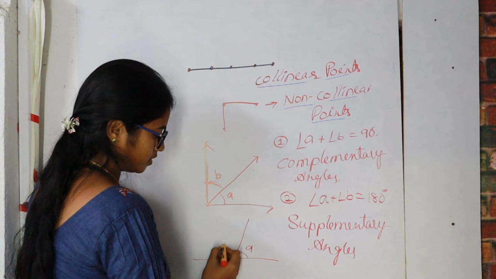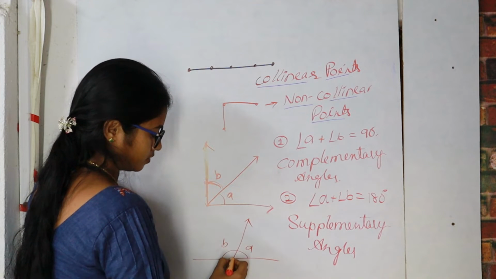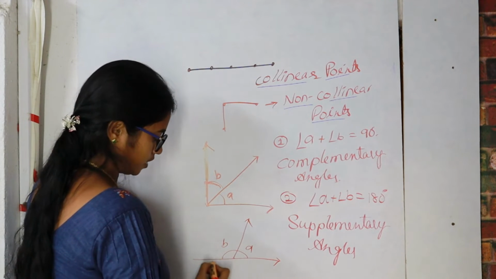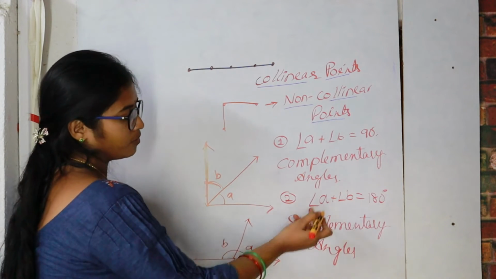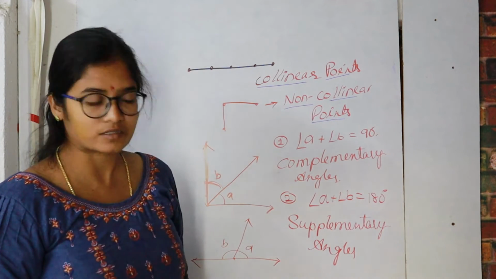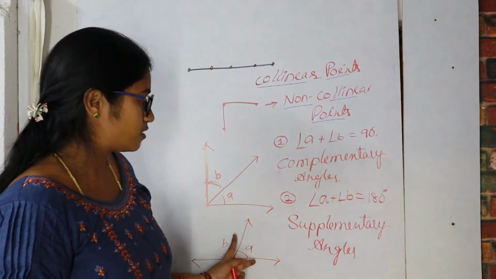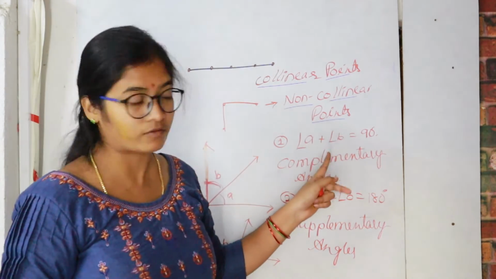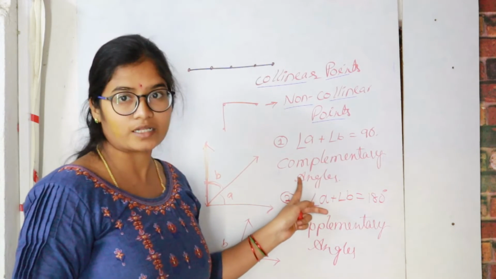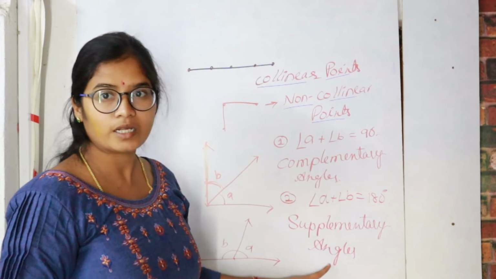So the angle is A, and the angle is B. It is one ray, and one ray, and one ray. They are at the origin. The sum of the angles equals 180 degrees, then such adjacent angles are called supplementary angles. If the sum of the angles equals 90 degrees, then such angles are called complementary angles.